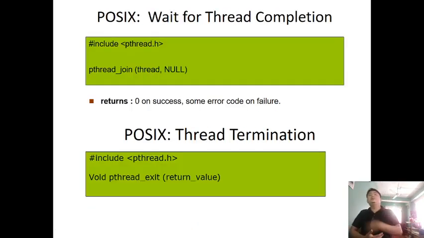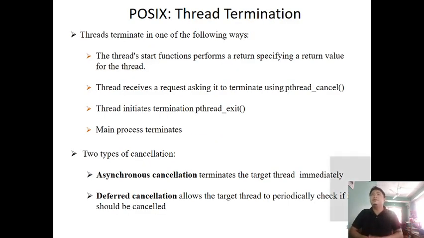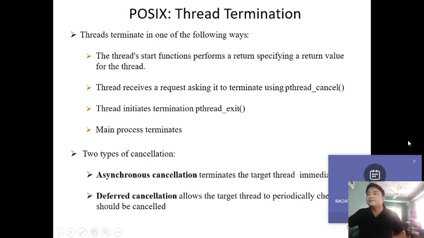Now once you complete a task, you need to join it later on. So pthread_join is the function that you will be using after accomplishing the task or after the thread is created. And to terminate the thread, we use pthread_exit. Along with this function, the argument is the return value, maybe zero or something like that.